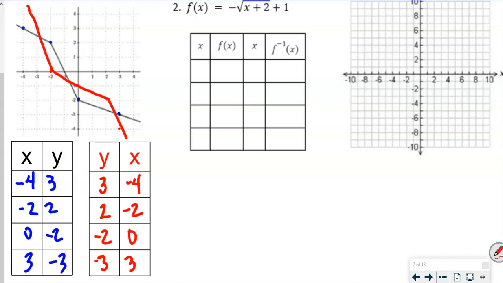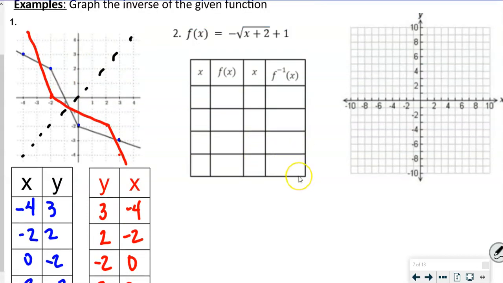Now what you should notice is that this is a reflection over the line y equals x, which would be right there. And it is. You notice that? It is a perfect reflection over the line y equals x. And that's one of the ways that we can test to see if this actually is an inverse, okay?